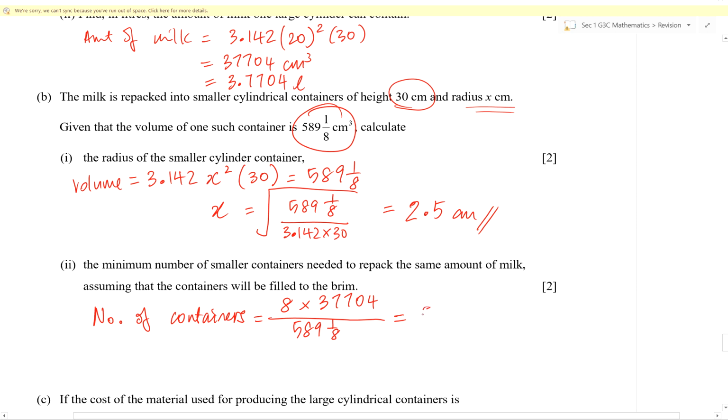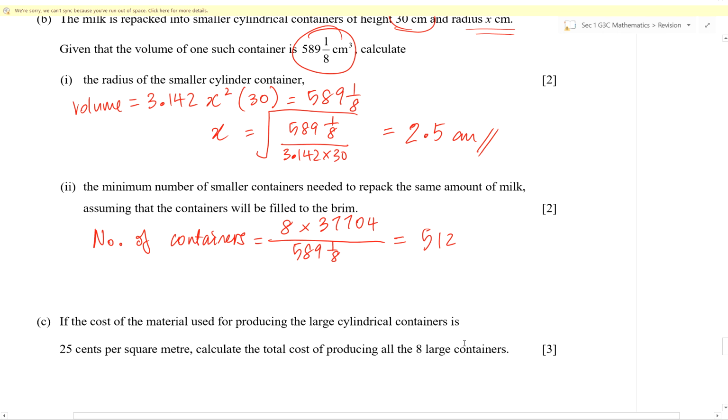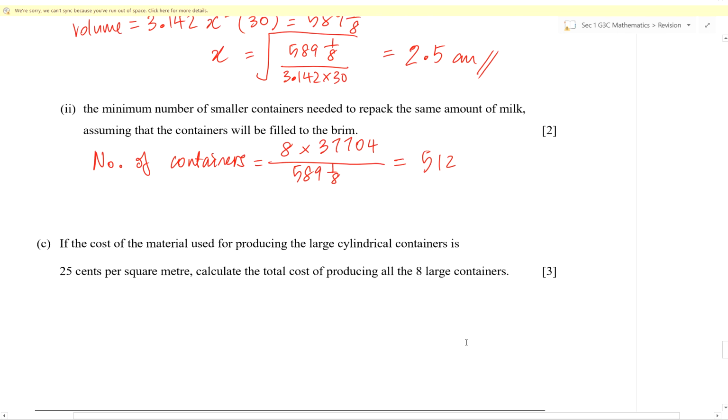Oh, it's an exact value. Okay, so we need 512 containers. Now the cost of the material to produce a large container is 25 cents per square meter. And they want the cost for 8 large containers. To find 8 large containers, I need to find one of them. If I can find one of them, I'll multiply by 8.